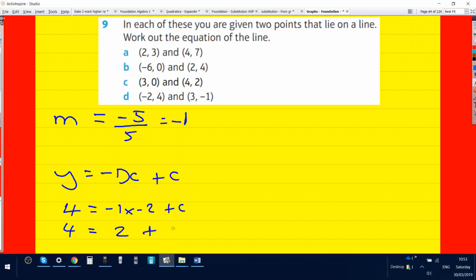So c equals 2. So the equation would be y equals -1x plus 2. Well done.